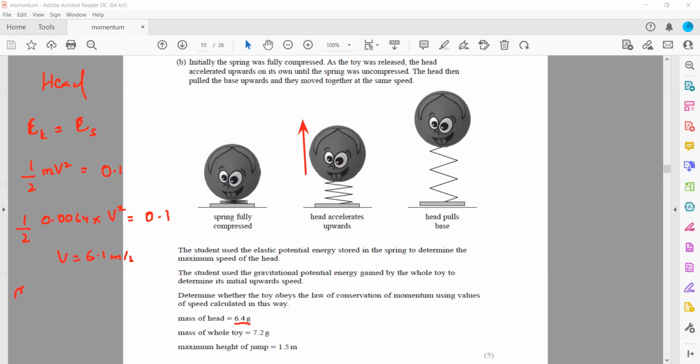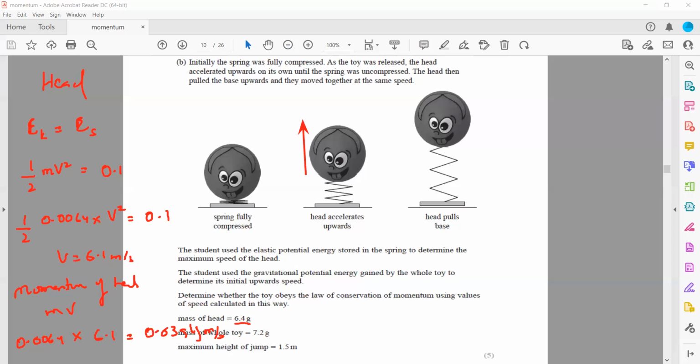Now to get the momentum of the head, it is the product of mass and velocity. So mass is 0.0064 and the velocity is 6.1. When we multiply them, we get 0.039 kilogram meter per second. That's the momentum of the head.